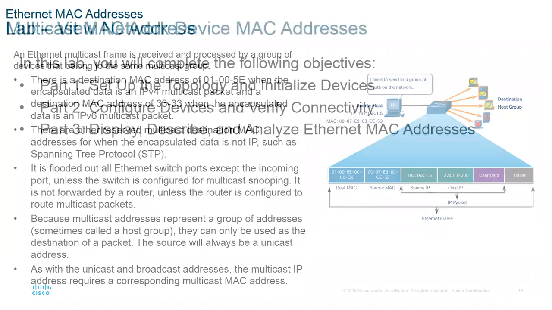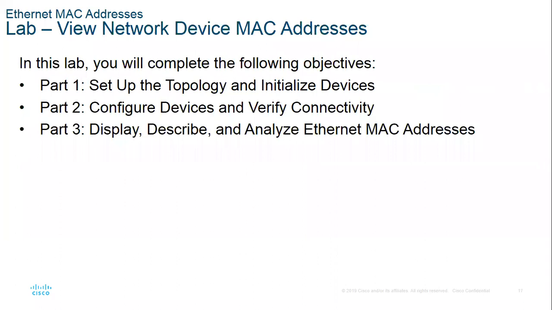In this lab, you will work through three parts. You will be setting up a topology and initializing devices. In the second part, you're going to configure devices and verify connectivity by pinging the devices from each other. And in the third part, you will have to display, describe, and analyze an Ethernet MAC address.